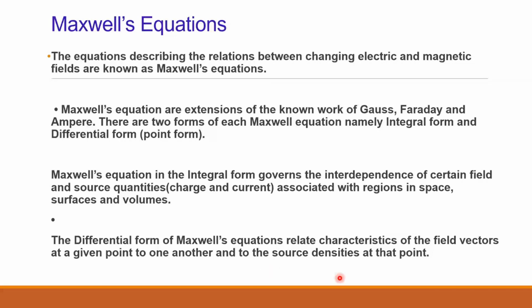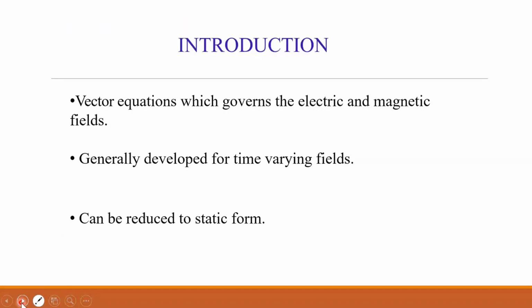What is the main thing? Maxwell's equations relate electric and magnetic field quantities, and there are two types: integral form and differential form. Maxwell's equations are vector quantities which govern the electric and magnetic fields. Generally they are developed for time varying fields, but they can be reduced for static fields. If we have Maxwell's equations for time varying fields, we can reduce them to static form.